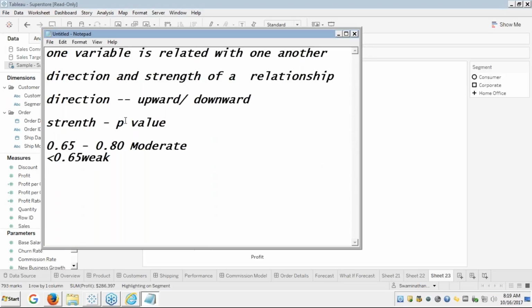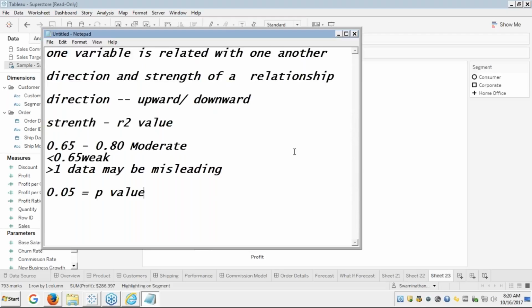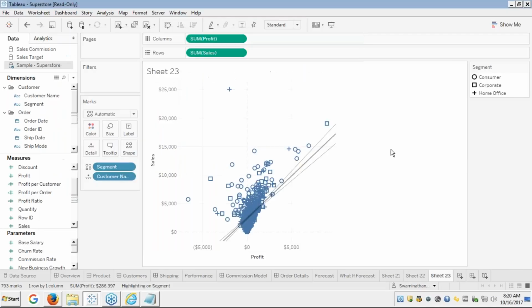So sorry friends, this is not p-value, this is r-squared value. So r-squared value, if it is less than 0.65, it is weak. If it is greater than 1, then the data may be misleading. And the p-value should always be less than 0.05. So these two things we are going to see from the trend line.